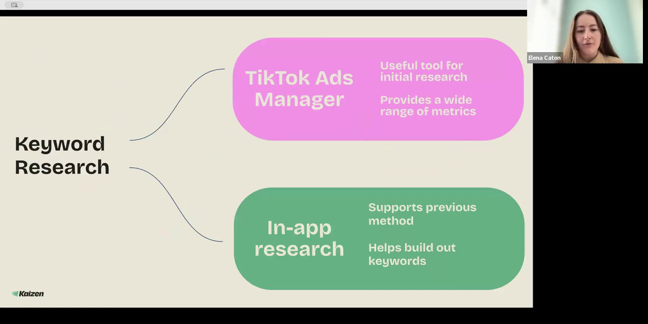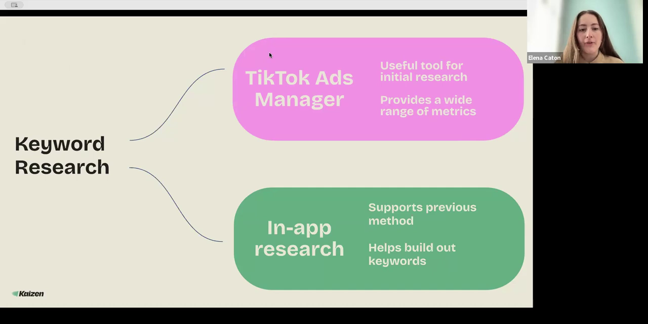So in terms of the keyword research, we've identified two key methods to do this. Here we have the TikTok Ads Manager, which is a very useful tool for your initial research, figuring out that primary keyword. It's also really handy because it provides a wide range of metrics. It takes a similar format to SEMrush and Ahrefs, in the sense that it has your search volume and key metrics like that you might want to look at. But obviously it's not as extensive as those tools, so it's just a starting point.